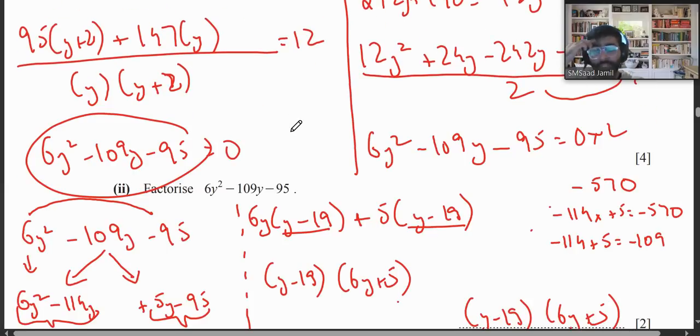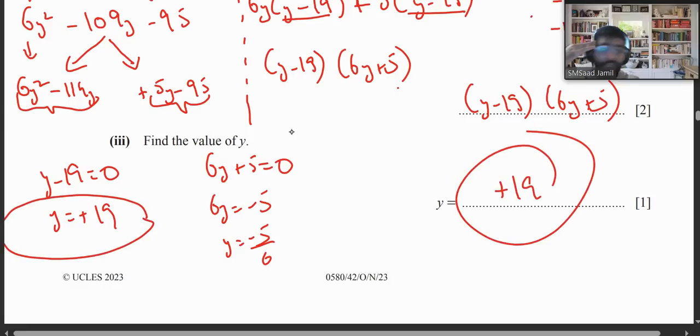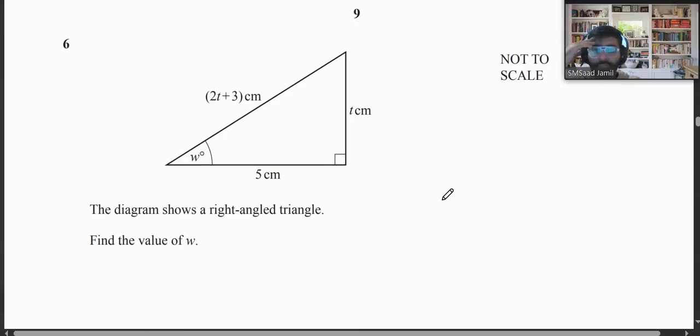Anyways, coming back, the prices of books cannot be negative. It will be positive. So please use brain and put plus 19 as the answer. Good job. Moving on to the next part, it says find the value of W.